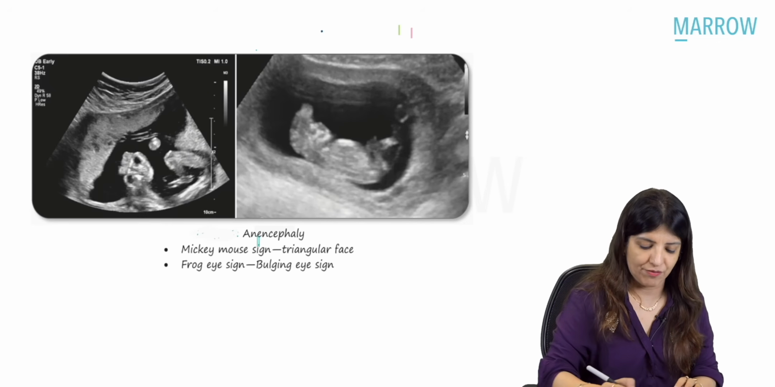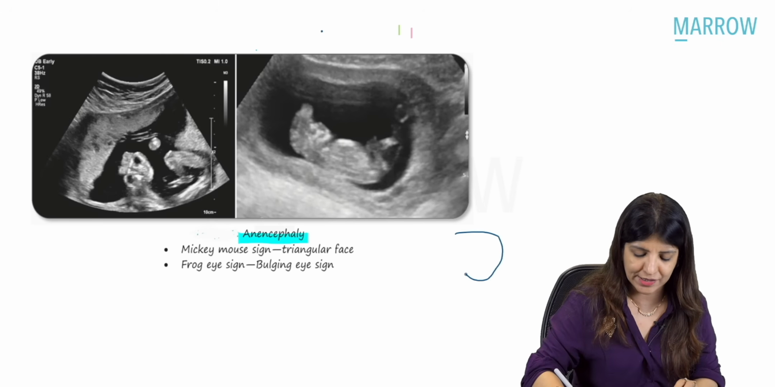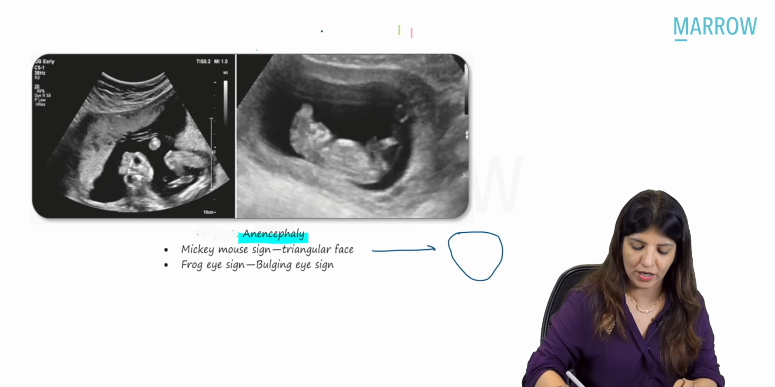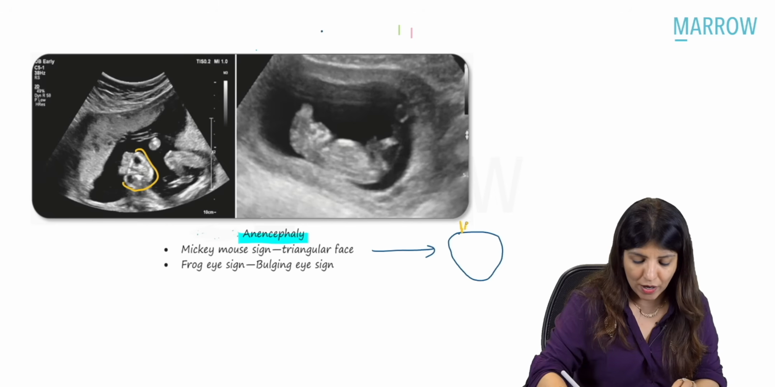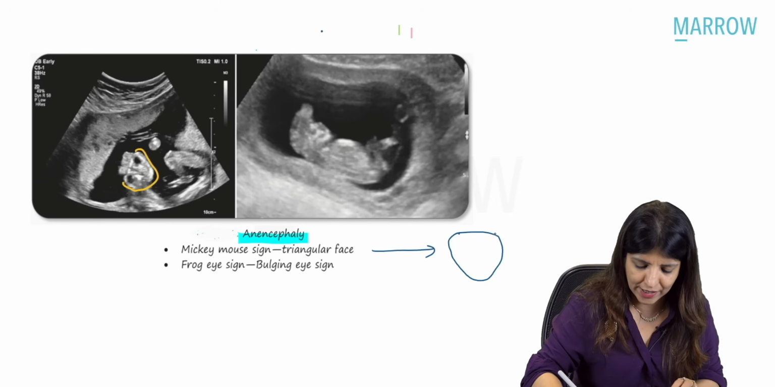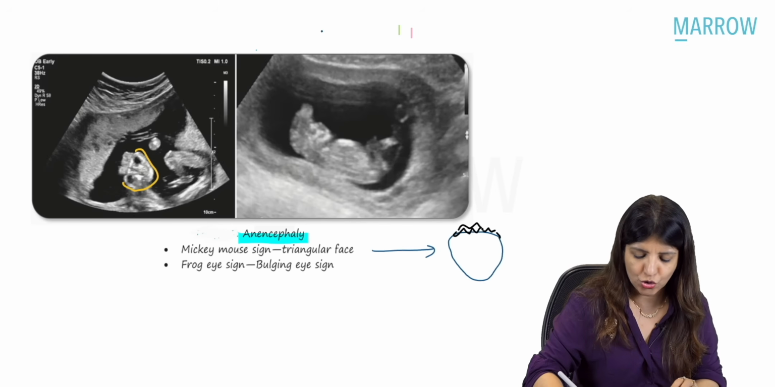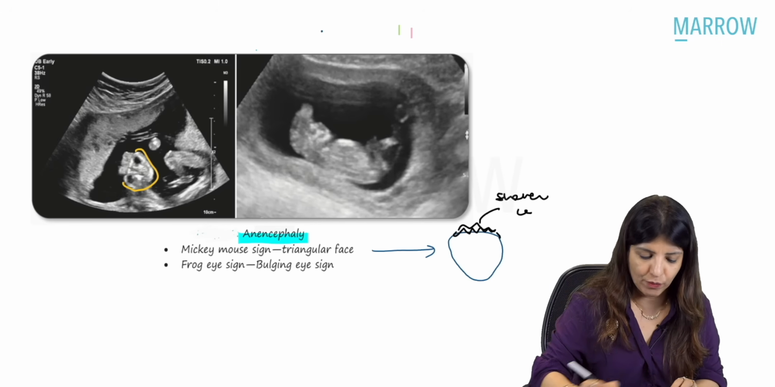In anencephaly, on ultrasound, you are going to get a triangular face. This triangular face is what is called the Mickey Mouse sign. You can see over here, you are getting a triangular face. Plus, you are going to get irregular scalp lines. Over here, you are going to get irregular brain tissue which is herniating out, and this is what is called the shower cap sign.